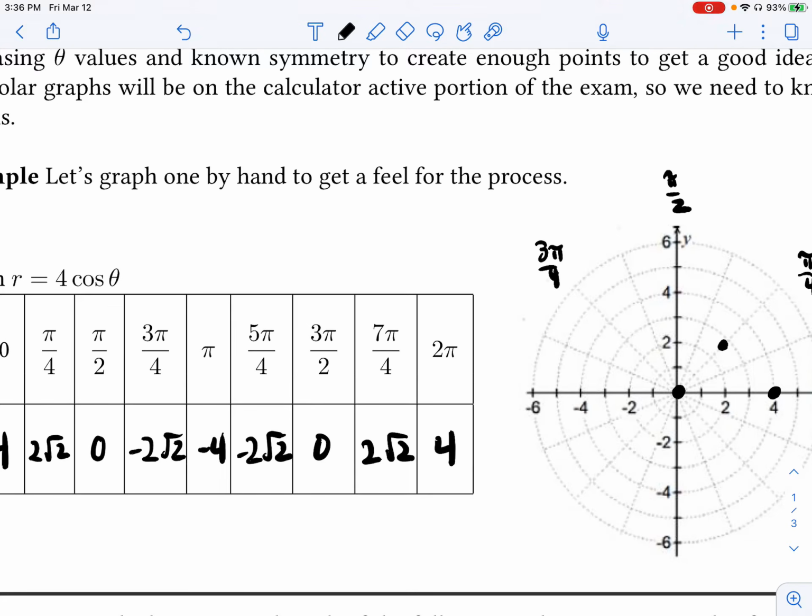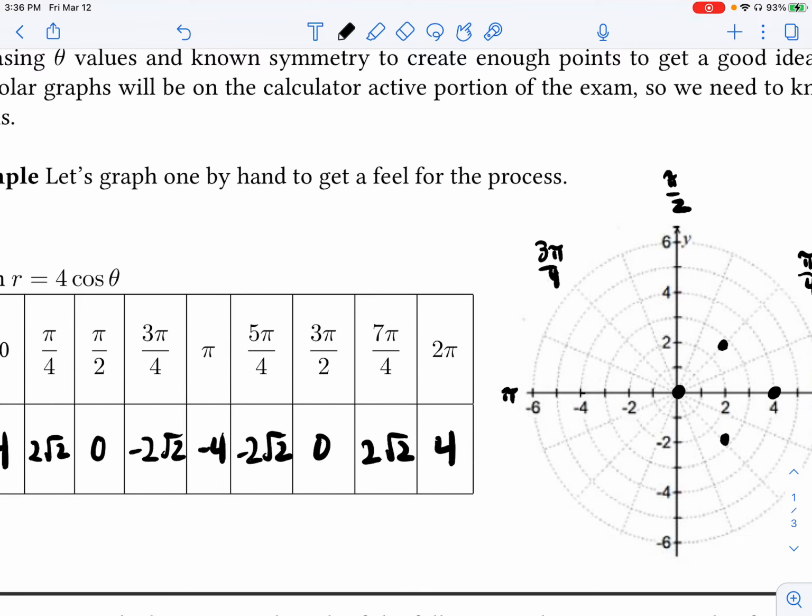And again, remember when our r value is negative, that means we're going to reflect that value. So if it would normally be here, we're going to reflect it over the pole. So it ends up right around down here. So that's what it looks like for 3 pi over 4. When theta is equal to pi, I've got negative 4. So again, negative 4 would normally be over here, but because we're reflecting it over the pole, I'm going to end up back over here.